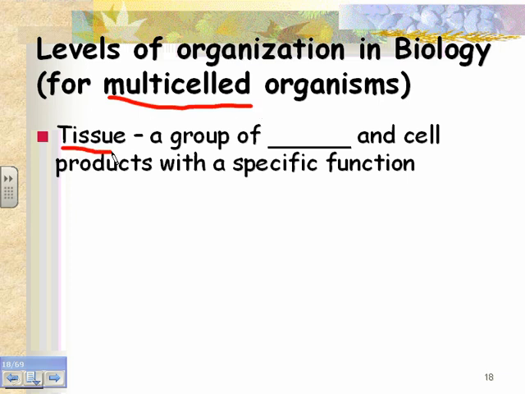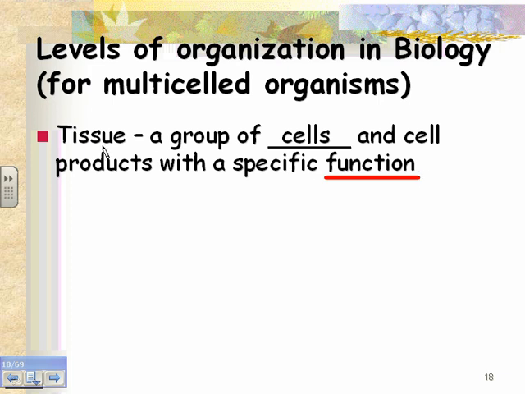If you look at things like us or plants or animals, we've got tissues. So a tissue is a group of cells and cell products with a specific function. So for example, cardiac tissue. That is the tissue that's in your heart, and it has a specific function. Its function is to contract, so it pumps blood.